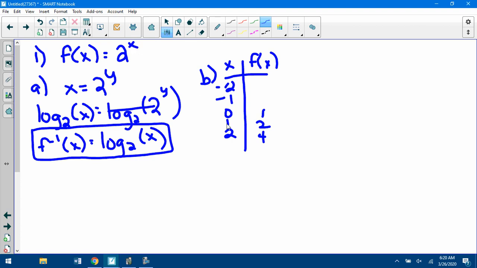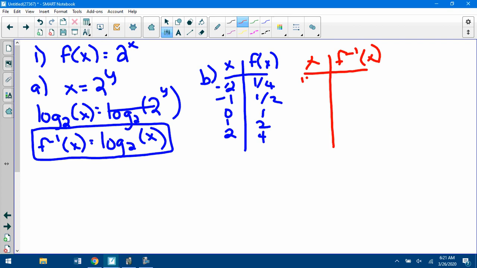So if I go the other way, what would 2 to the -1 be? Remember, a negative exponent just means flip the positive version of it. So instead of 2, it's going to be 1 over 2, or 1/2, which would make 2 to the -2, 1/4. How am I going to get a table for the inverse? What's the easiest way? All right, just switch x and y. So 1/4, -2; 1/2, -1; 1, 0; 2, 1; 4, 2.